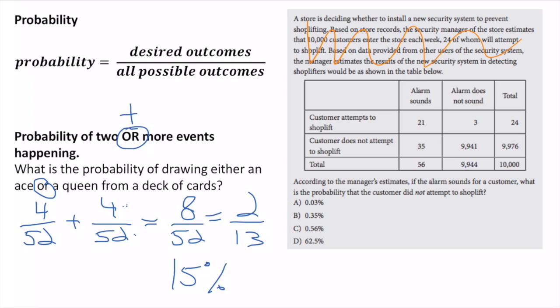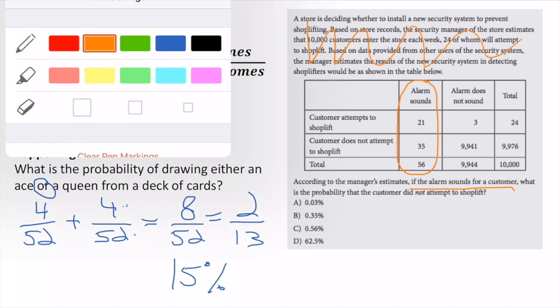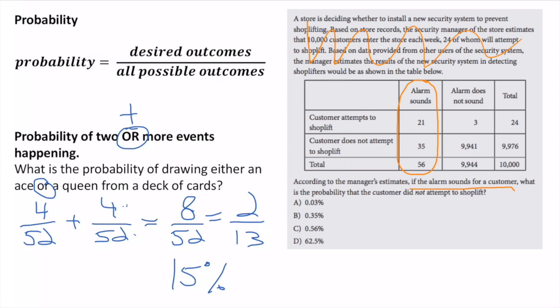But what I'm looking for in this question, I want the probability that if the alarm sounds for a customer. So I'm only talking about this column now. What is the probability that the customer did not attempt to shoplift? So what I'm looking for is a customer that did not attempt to shoplift.